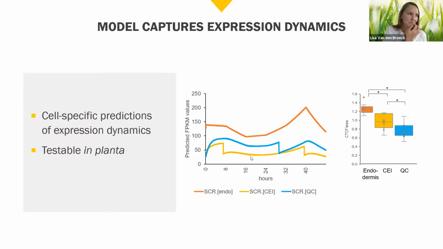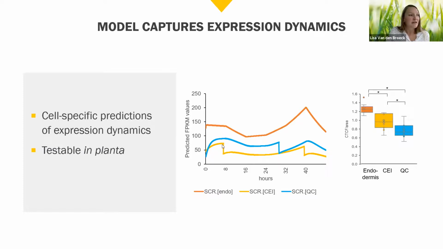So the expression pattern of scarecrow in the endodermis is based on a measured expression pattern from transcriptome analysis from the entire root, but then overlaid with cell-specific values. So that's why we have this peak, because it's just experimentally measured like that.